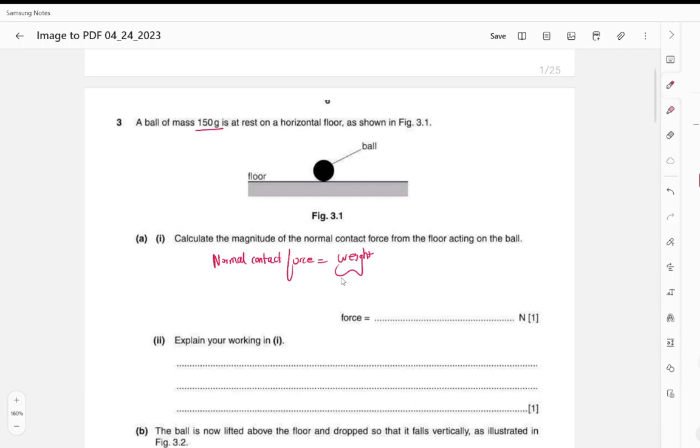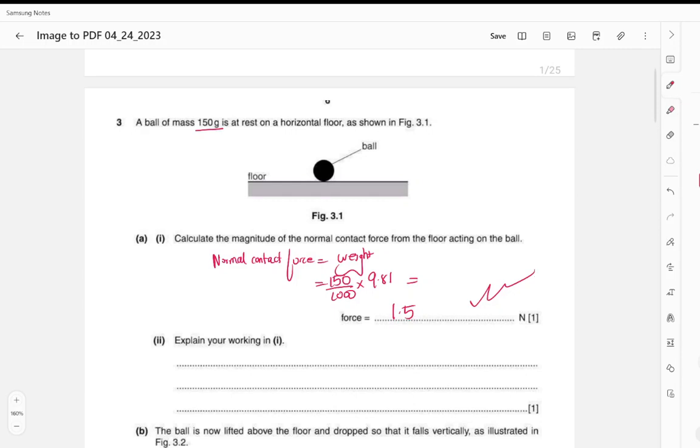Anyways, so normal contact force is equal to weight, which is actually equal to 150 divided by 1000, because I need to convert this into kg, and multiply by 9.81. ये तो पता होगा ना 9.81 क्यों है. खैर 150 divided by 1000 multiplied by 9.81. And this gives me a value of, the force is roughly equal to, let's see, 2 significant figures is more than enough, so I'm just going to round it off to 1.5 Newton. ये तो हो गया. Explain your working in one.